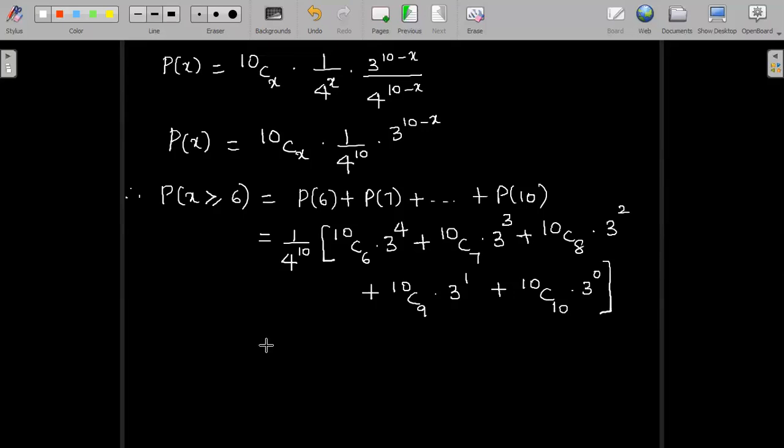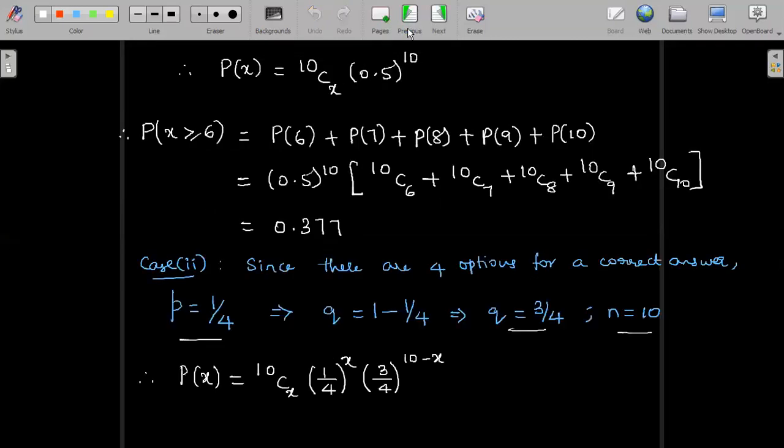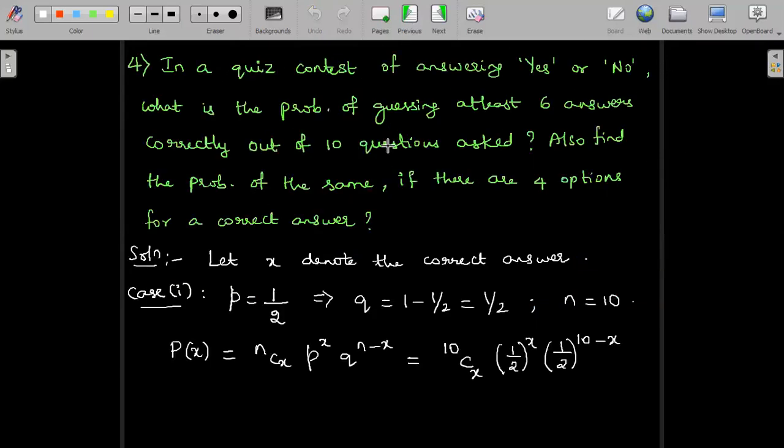So this again we can simplify using a calculator. I can obtain the answer as 0.0197. Up to 4 decimals I have taken care to round off my answers. So in this problem we saw that probabilities were different in each of the cases. For the same data, that is to find the probability of guessing at least 6 answers correctly out of n equal to 10 such questions, we had a different way of answering. That is, one is yes or no option, the other case having 4 options for a correct answer.